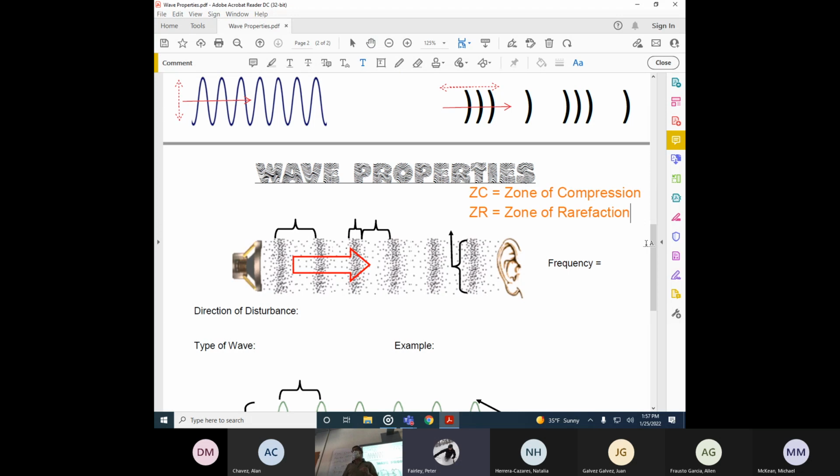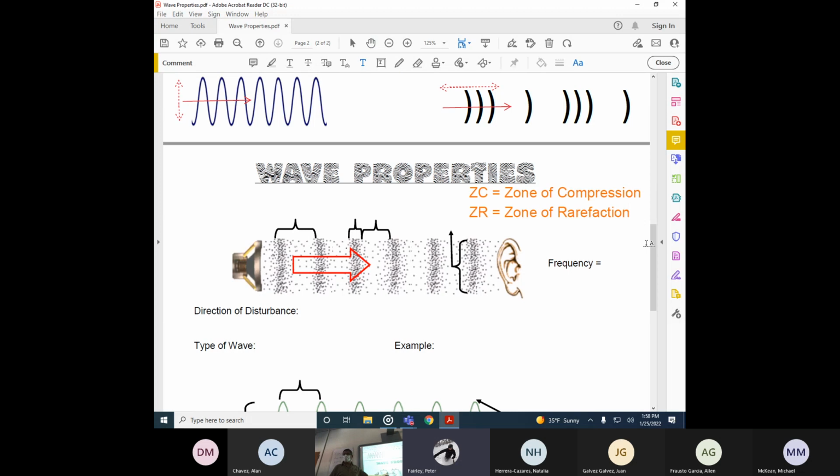So which bracket should be the zone of rarefaction? Third. The third one, it's only rarefied. Second one, only compressed, correct? What does that mean for the first bracket though? It's full. First wave includes both a compression and a rarefaction, doesn't it?